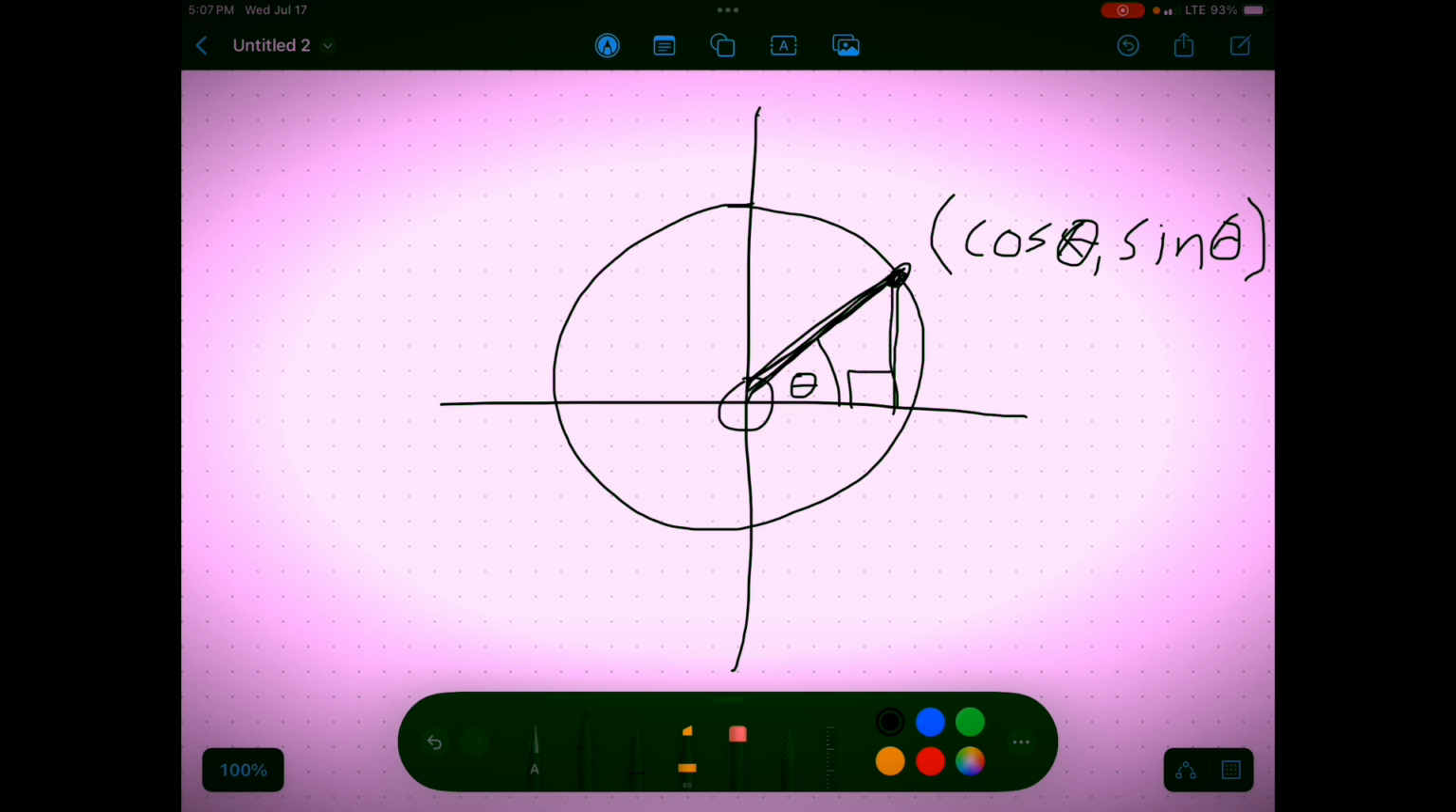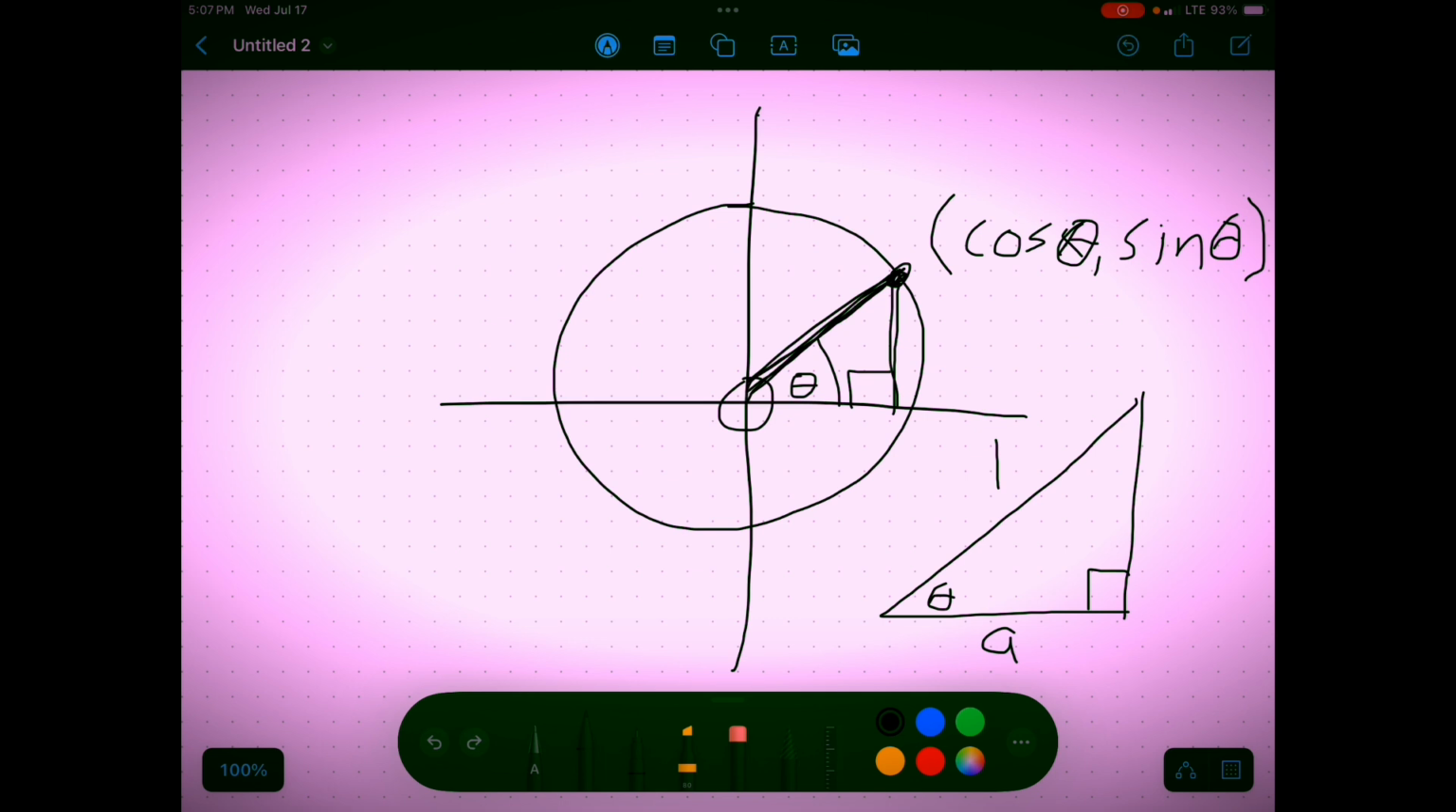The reason is, if I break this triangle out, take it outside of the circle, we have the hypotenuse, which is 1. The reason it's 1 is that this is the unit circle. There's 1 unit for a radius. And if this is theta here, then I have an adjacent side, and, oops, I wrote hypotenuse.